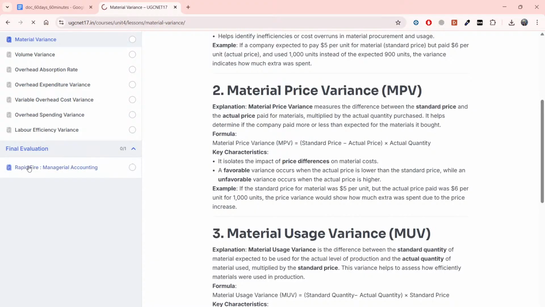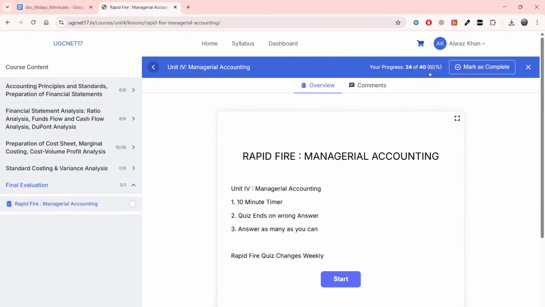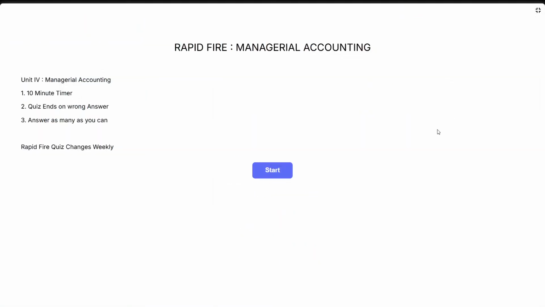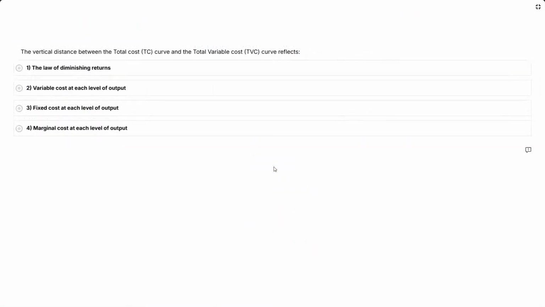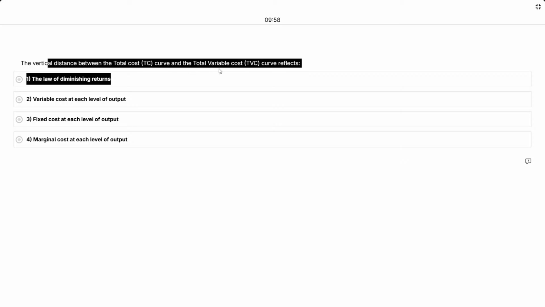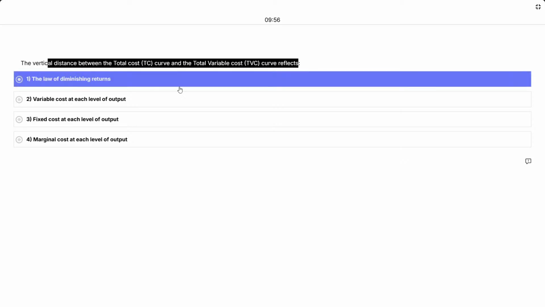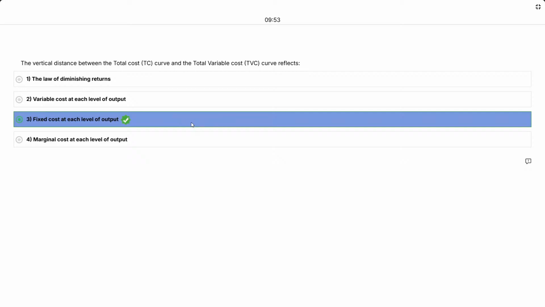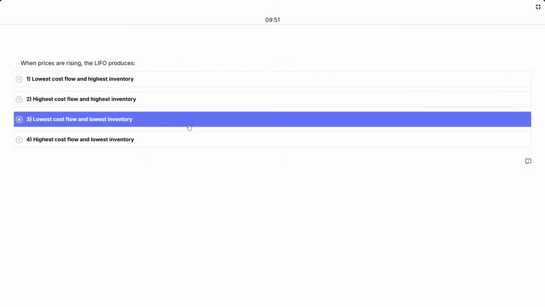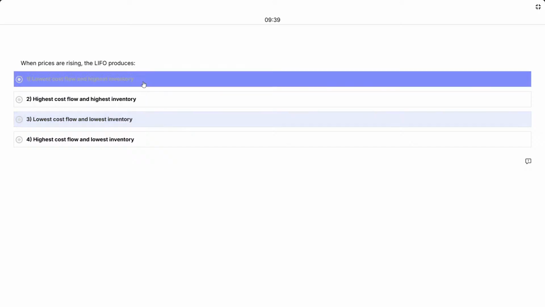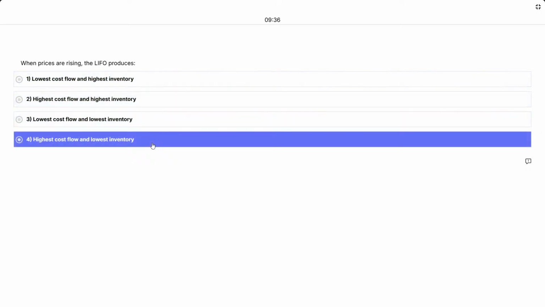So let's try. हमने अभी तक 60% ऑफ द पोर्शन कवर कर लिया है. The vertical distance between total cost and the total variable cost, ये हमने पढ़ा था, will be equal to fixed cost. क्योंकि total cost is total fixed cost plus total variable cost. When prices are rising, LIFO, last in first out, will produce highest cost flow and lowest inventory.